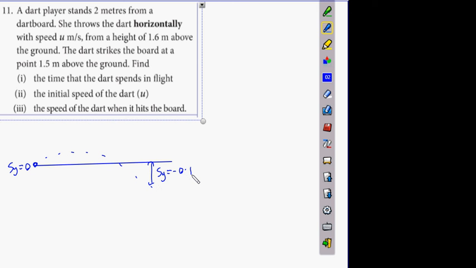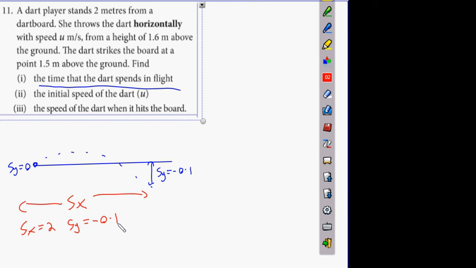Alright? Now, it wants the time that the dart spends in flight. So we have sx information: the horizontal distance travelled is 2 meters. And we know that the sy information is minus 0.1. So we want to find how long the dart actually spent in flight.